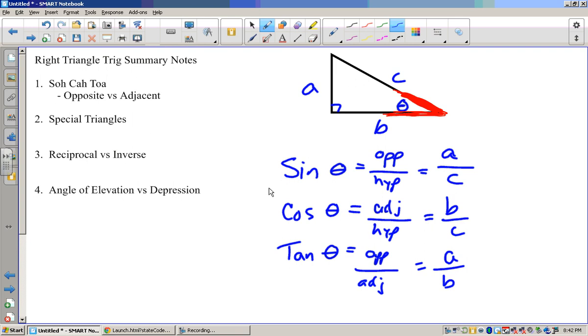So that's your basic three right triangle trig functions. What is the sine of this angle? Make a fraction. What is the cosine? Make this fraction. What is the tangent? So that's SOHCAHTOA, opposite versus adjacent.